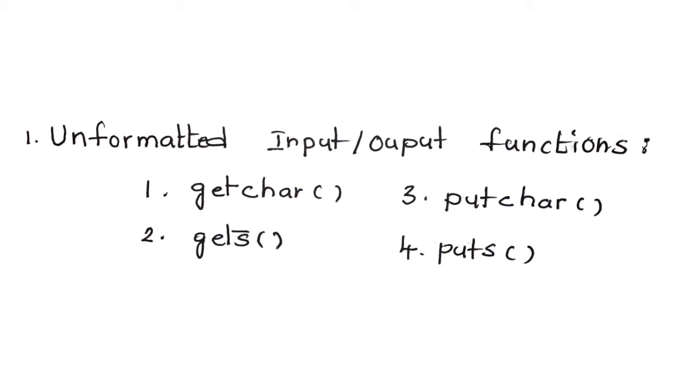There are four unformatted input output functions. They are getchar, gets, putchar, puts. Once again I will read this one: getchar, gets, putchar, puts. Gets and puts are also read like this, gets and puts. Now go to the explanation.